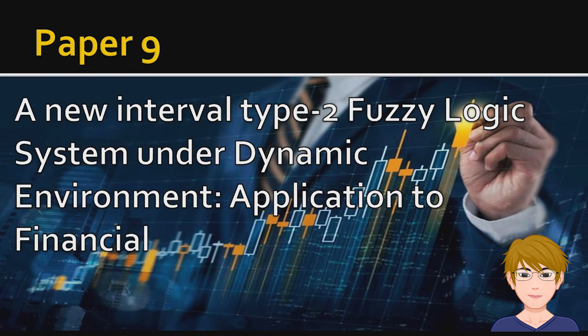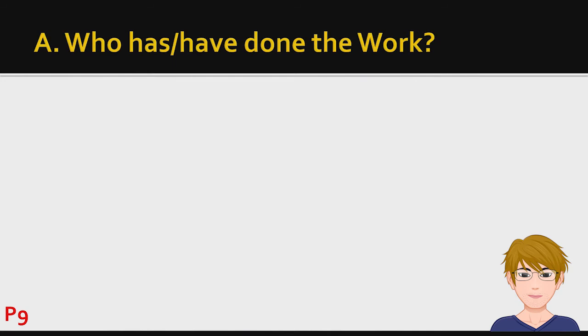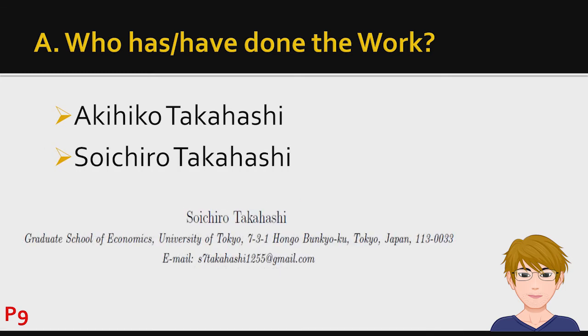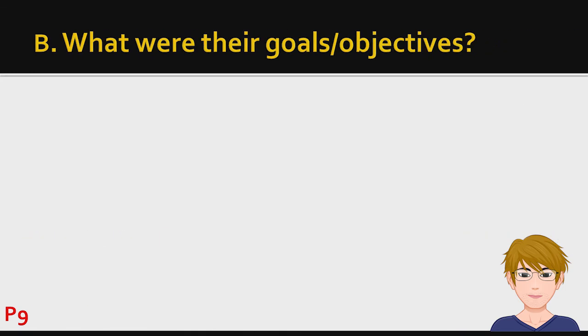Next paper is the paper 9. A new interval type 2 fuzzy logic system under dynamic environment. Application to financial. Okay, letter A, who have done the work? So number 1 is Akihiko Takahashi. And number 2 is Soichiro Takahashi. Letter B, what were their goals and objectives?